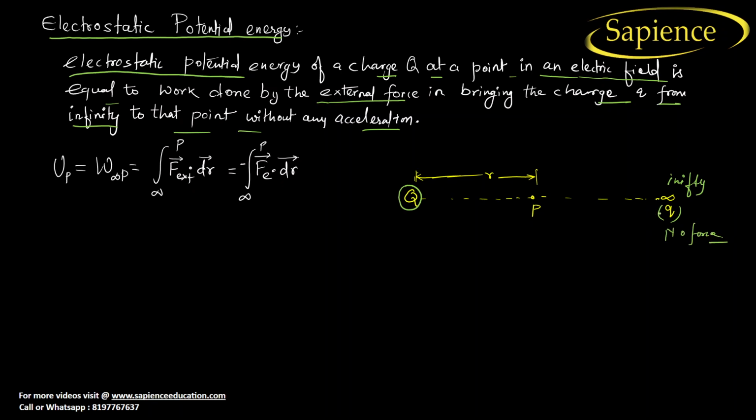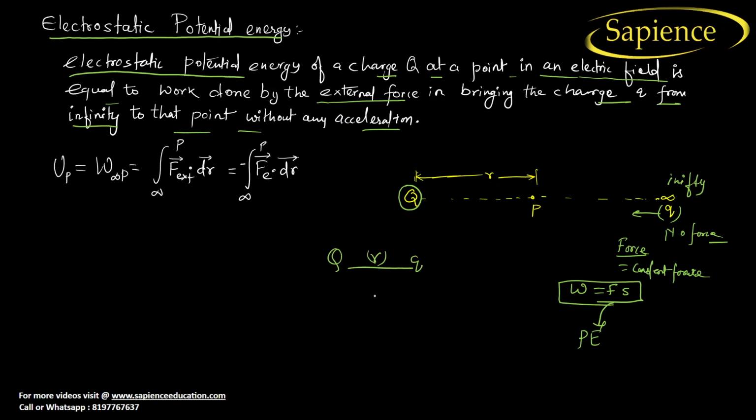As soon as we move toward this, what will happen? We have to apply a force, and this will be a constant force. If we apply a force, we have to do work. So work done is equal to force into displacement, and this work done gets converted into the potential energy of the system of two charges when the charge Q and small q are at a distance of r.